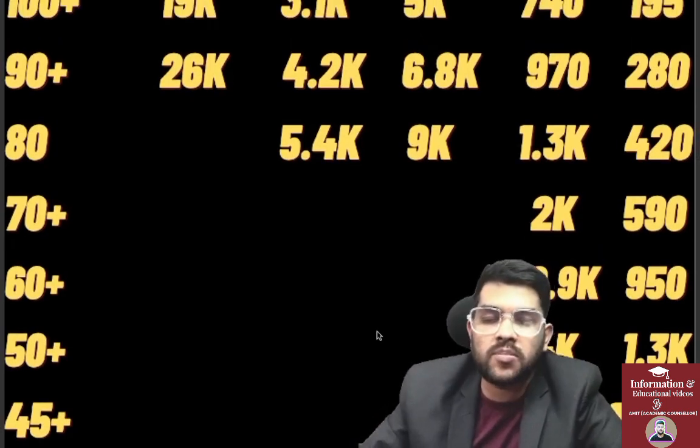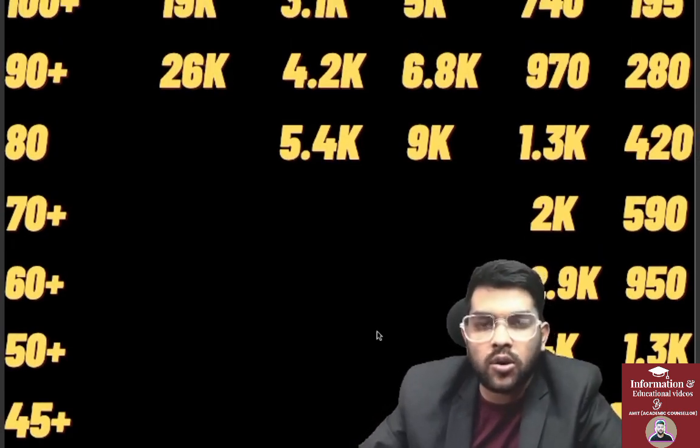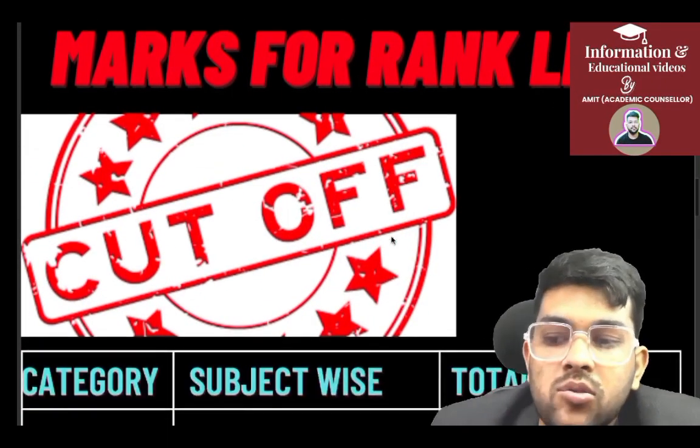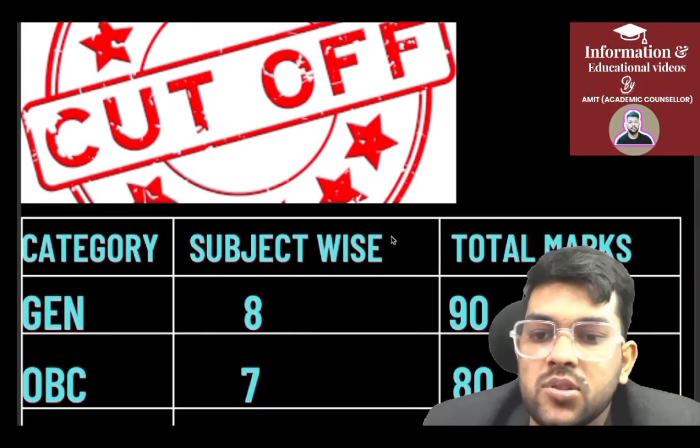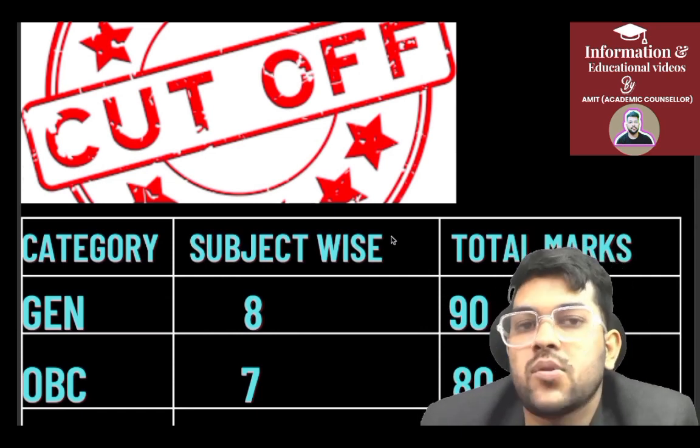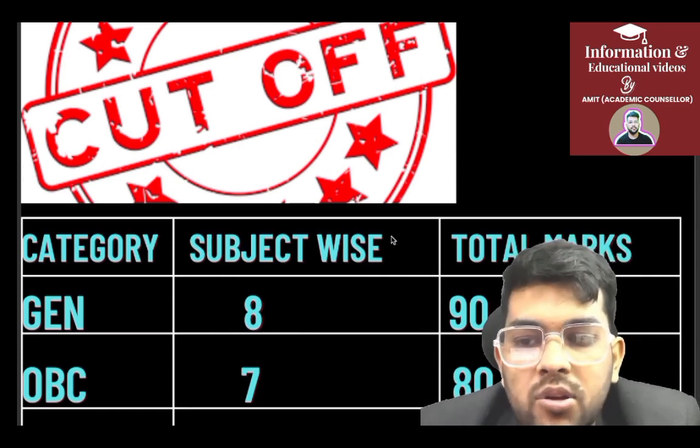Now I will discuss subject wise cutoff marks and overall cutoff marks to be in the rank list of JEE Advanced. The minimum marks you need to score is 8 marks subject wise for general, and the total of 90 will be the cutoff this year. This is my prediction. Last year it was 86, so this year it will be around 90.